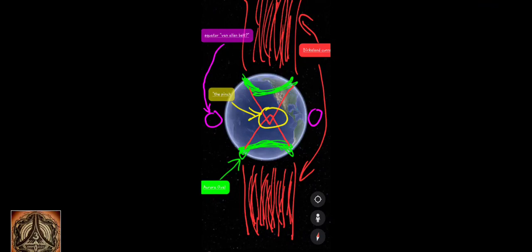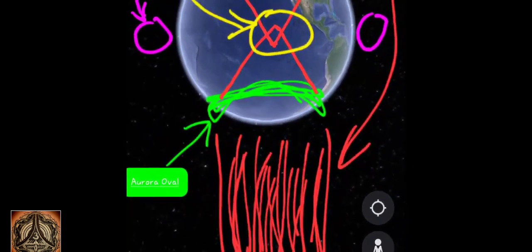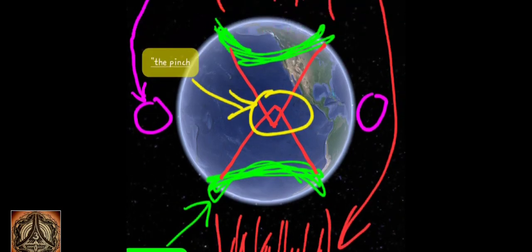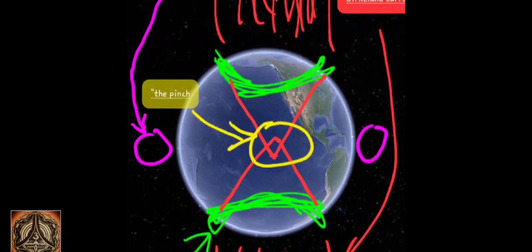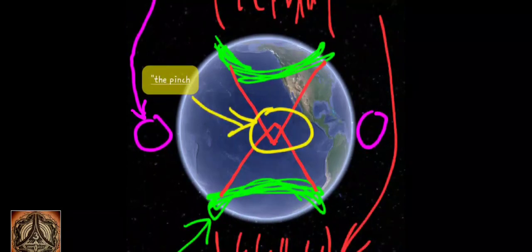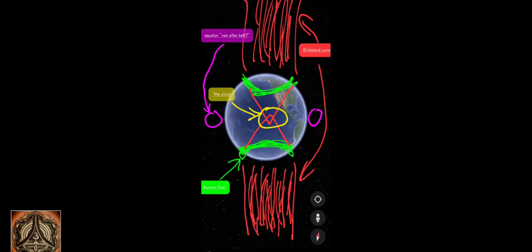Howdy. Let's start off with this very sketchy picture. It is to represent the Birkeland Current, and we have the auroral oval here. At the center of Earth might be this kind of pinch, hence a plasmoid. We have the Van Allen belts. And the Birkeland Current is flowing through Earth like this. We have this possible plasmoid at the center.